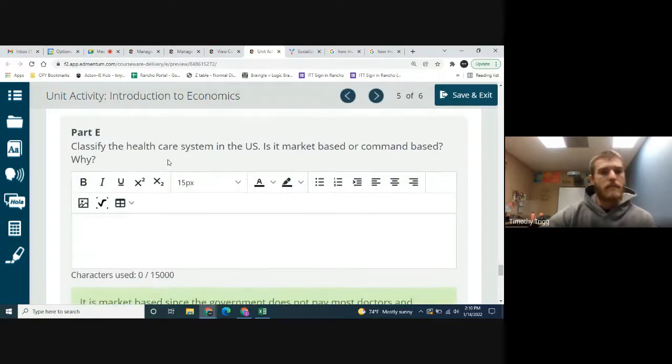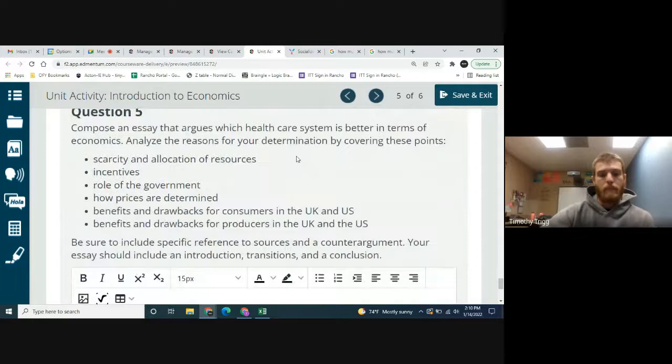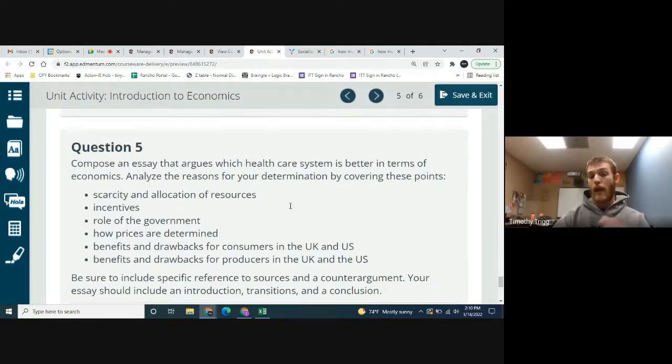What about for the US? Classify the healthcare system. Is it market-based or command-based? So again, the US system is market-based, and it's influenced by market forces and the insurance companies. Okay. So once you've answered all that, then you're basically ready for question 5. Now, the better you answered all the other stuff, the better you'll understand and be able to do question 5 here, because question 5 is an essay that basically goes over all the things that we just went over.